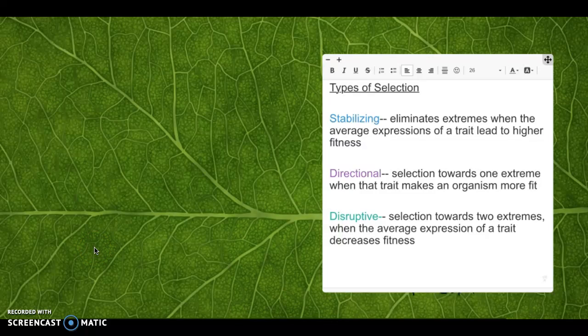Okay, biology students, today we're going to be talking about types of selection. So we've learned about natural selection, but now we're going to dig one step deeper and talk about the different types of natural selection.